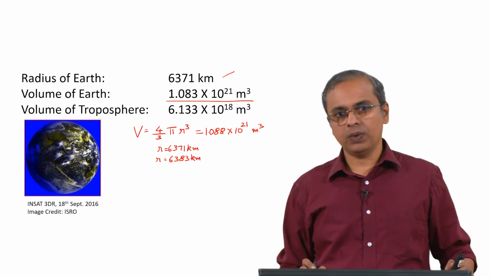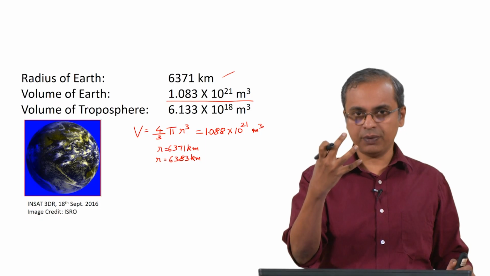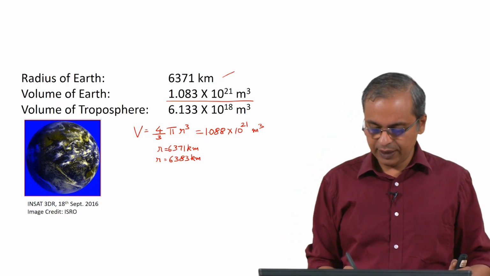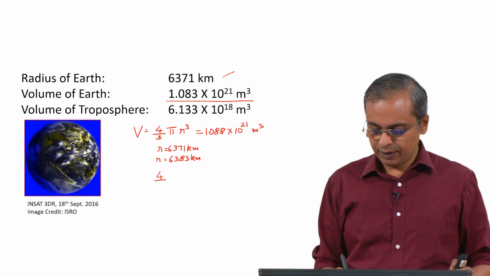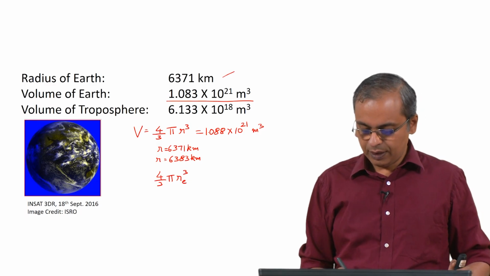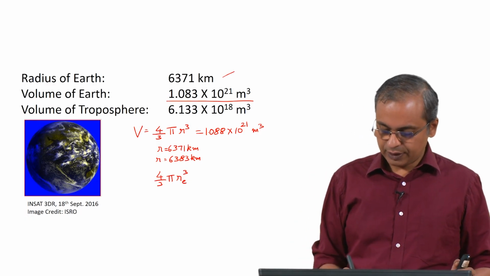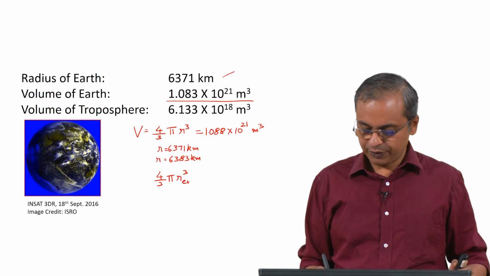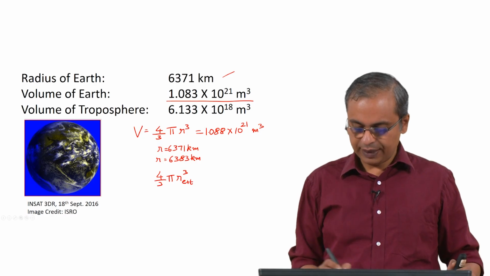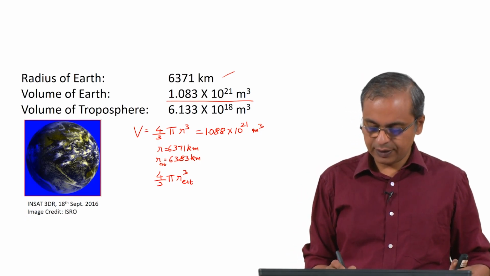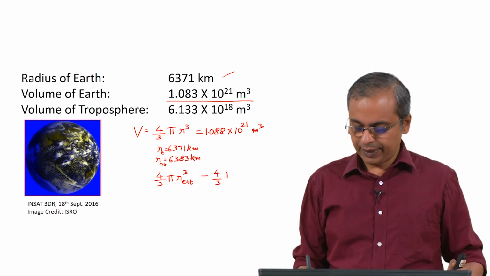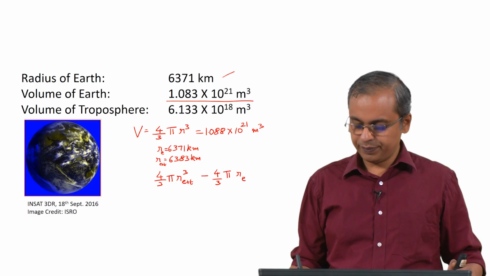And then when you subtract the two, you subtract the volume of the smaller sphere inside it, which is the volume of the earth, from the volume of the larger sphere. Then you get the volume of the troposphere. So, 4 by 3 pi r earth cube, actually I should change this, 4 by 3 pi r of earth plus troposphere cube, that is earth plus troposphere, and this is only earth, minus 4 by 3 pi r earth cube.